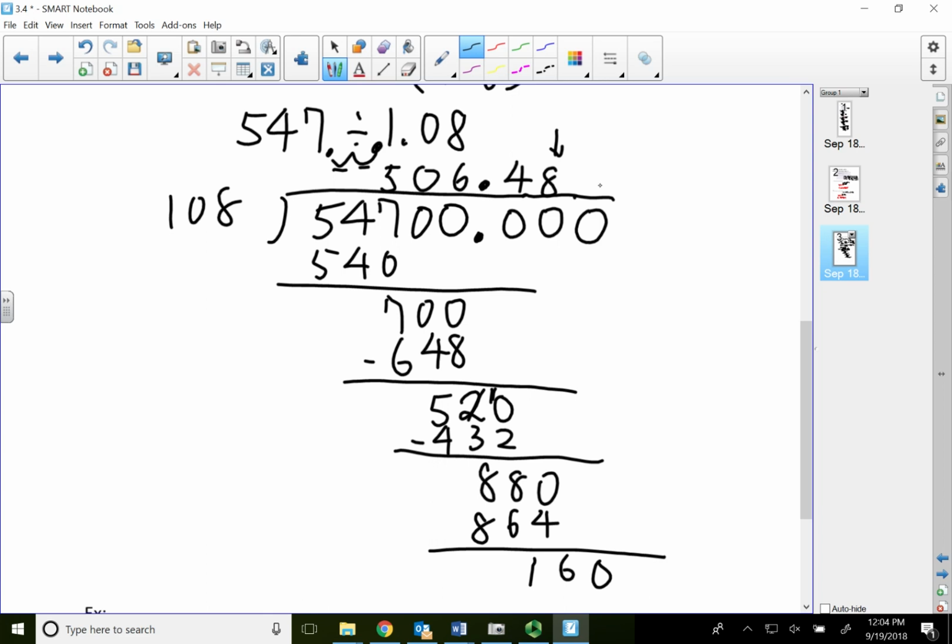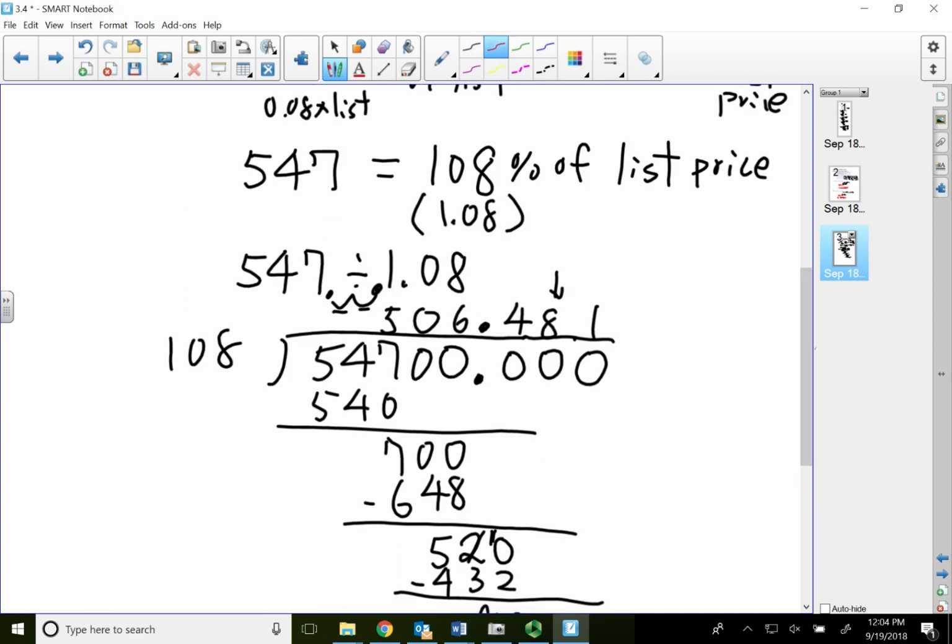So the thousands place, 108 can only go into 160 about 1 time. So this 1 is going to make my cent, my 100th place, stay the same. So my final answer: the list price is about $506.48. Okay, that will be my answer.